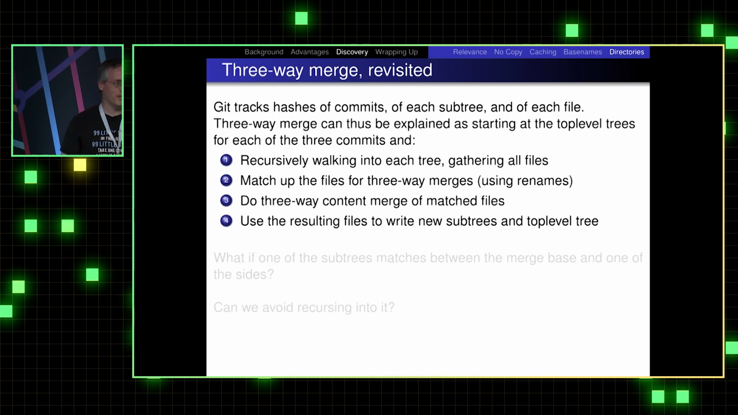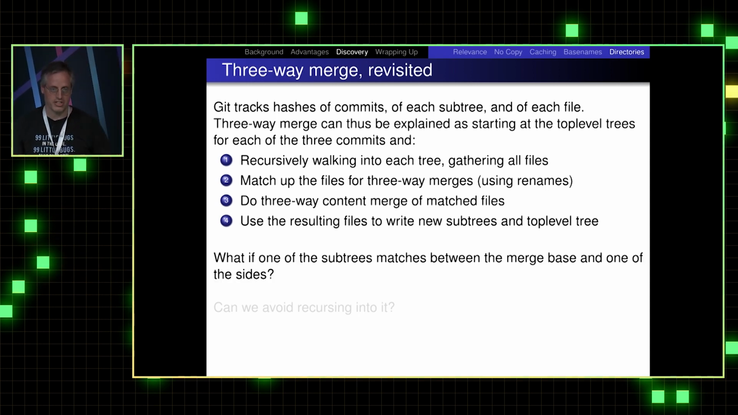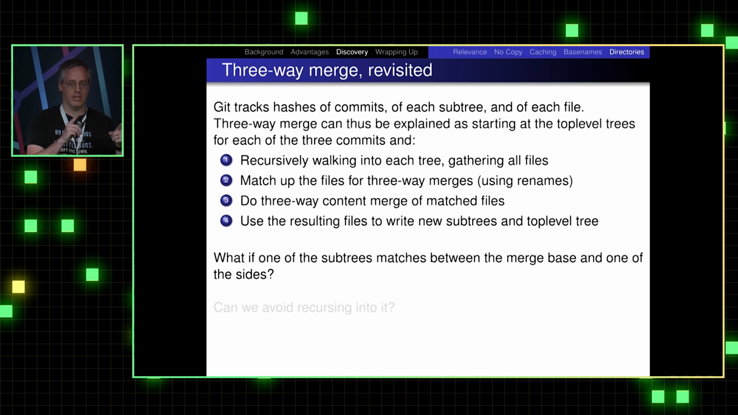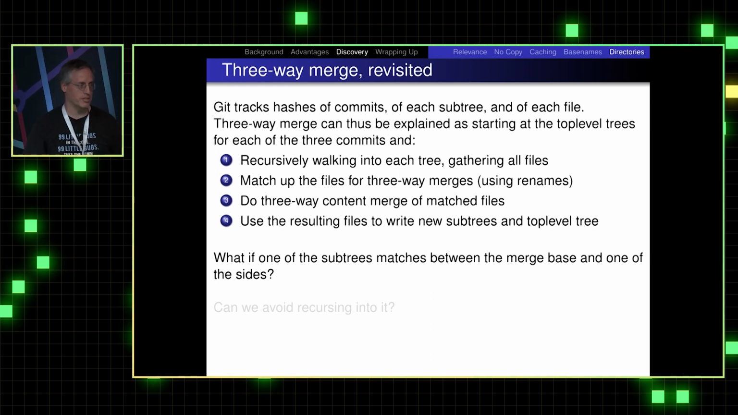But a question that may come up after you look at this enough is, what if one of the subtrees matches between the merge base and one of the sides? Can we just avoid recursing into it and say, you know what, I want the tree from the other side? Because if the top-level tree, or if some tree, matches the merge base on the other side, then every file underneath it is going to match by construction. It's a simple idea.